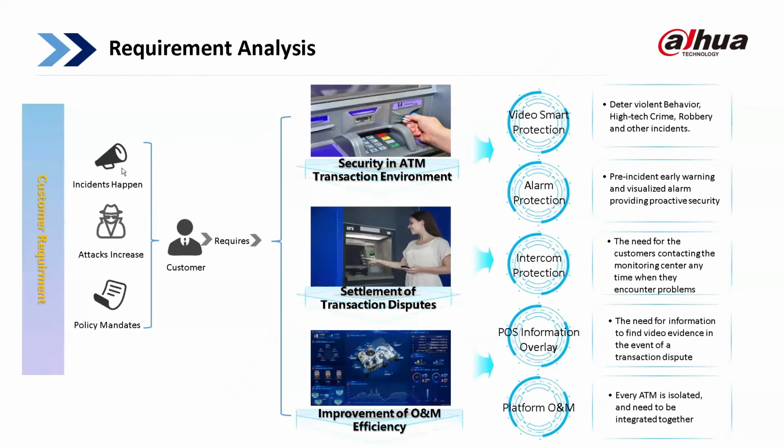So the analysis is, as per the customer, we have incidents, attacks, and changes. And this makes the bank require to provide security in the ATM, settle transaction disputes, and improve the general efficiency of the ATMs. And how we do this is, we do smart video protection, video surveillance. We have smart alarm protection. We have intercom on the ATM. We have POS information overlay. Then we have the management platform for this.